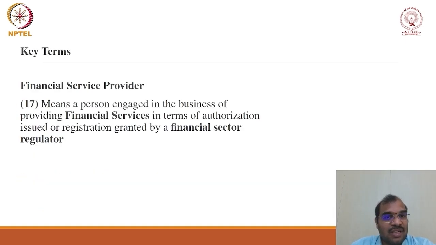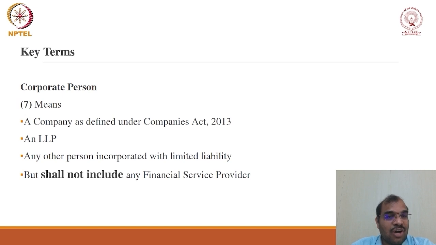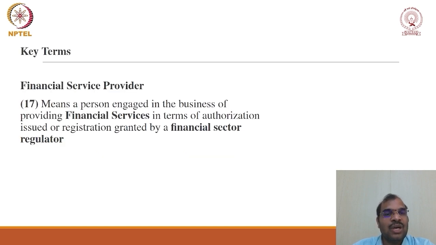Then key terms: financial sector regulator. In the previous definition, corporate person means company, LLP, or other person, but shall not include a financial service provider. So who is a financial service provider? A financial service provider means a person carrying on the business of providing financial services, with registration granted by the financial sector regulator. Now you are clear with the definition of financial services.